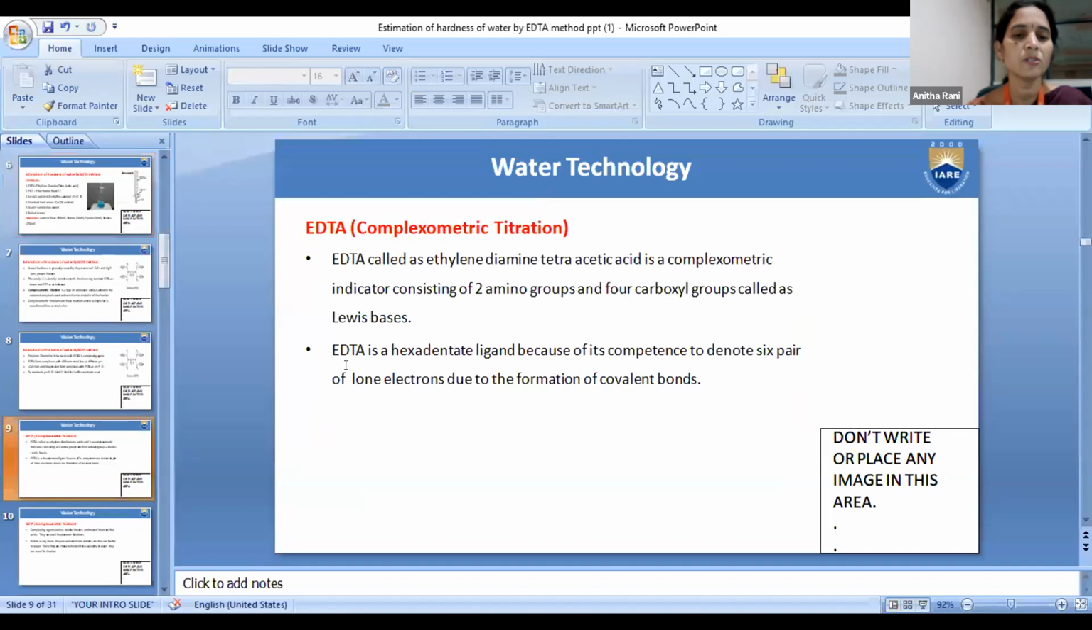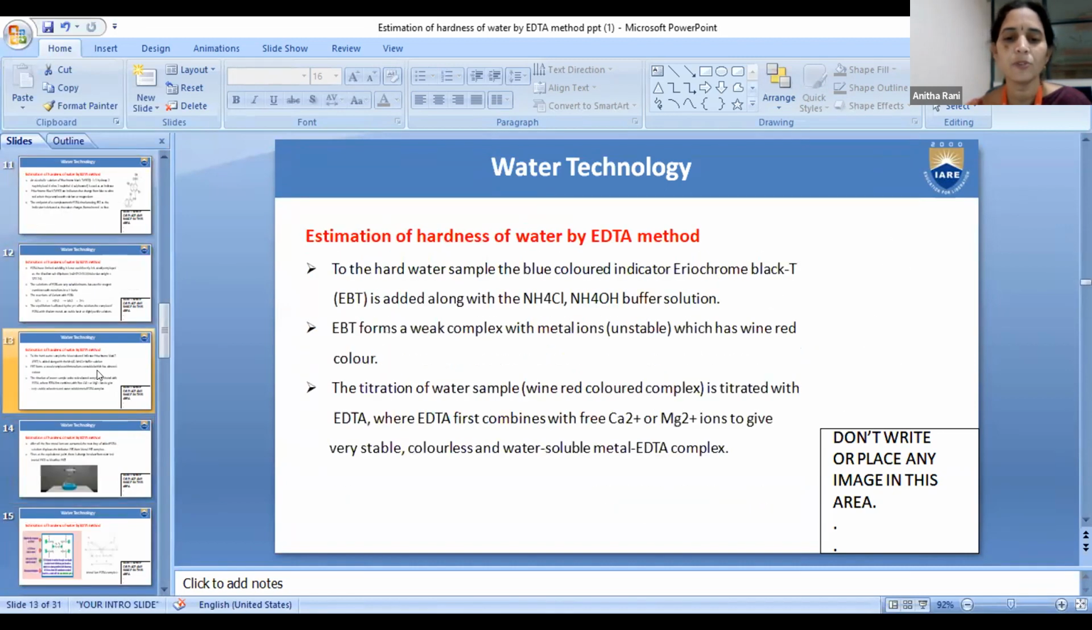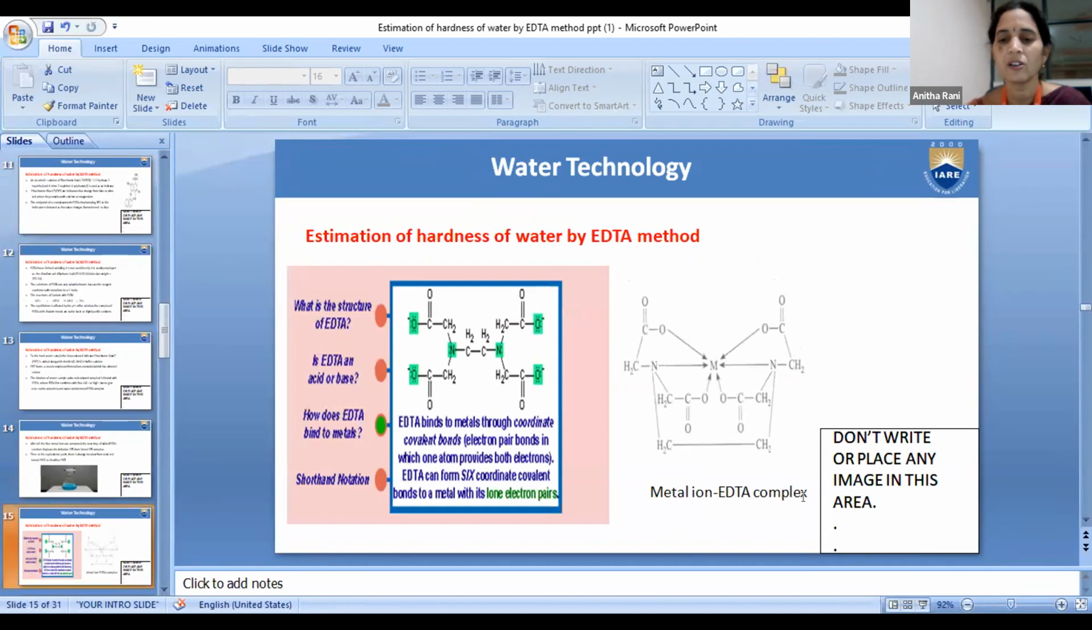So yesterday I told you EDTA is a hexadentate ligand, because of its ability to donate 6 pairs of lone electrons, meaning it has 6 lone pairs of electrons. It will share those electrons with the metal ion, forming covalent bonds. So, as I told you yesterday, it forms a complex compound. You can see here the metal ion EDTA complex. M is the metal ion, calcium or magnesium.